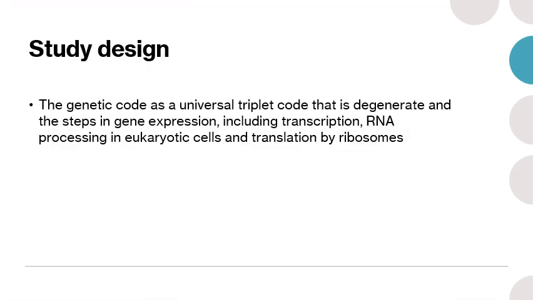Our study design dot point reads the genetic code as a universal triplet code that is degenerate, and the steps in gene expression including transcription, RNA processing in eukaryotic cells, and translation by ribosomes. So there's a few key words that we need to know for today, and there's also some very important processes.